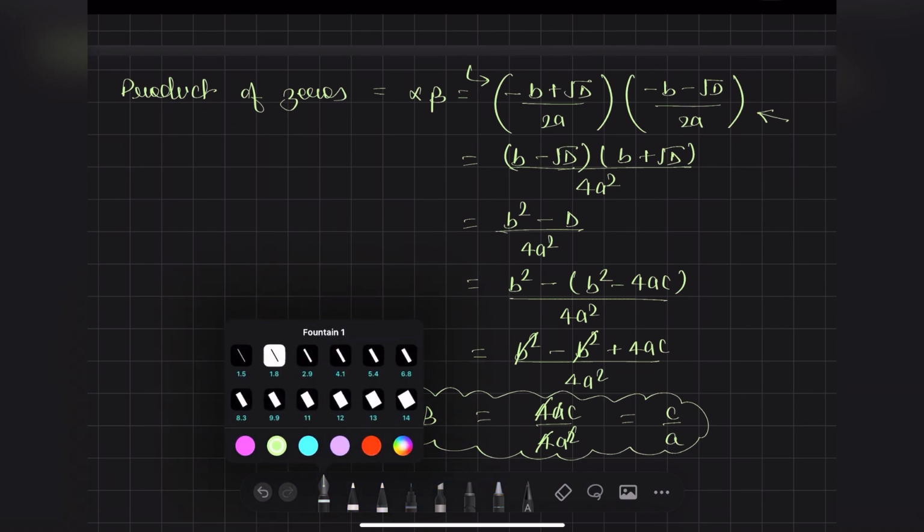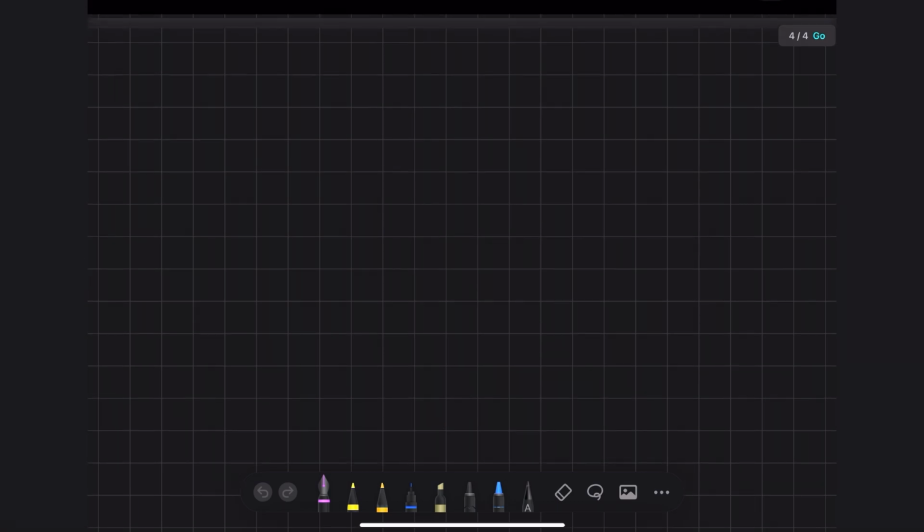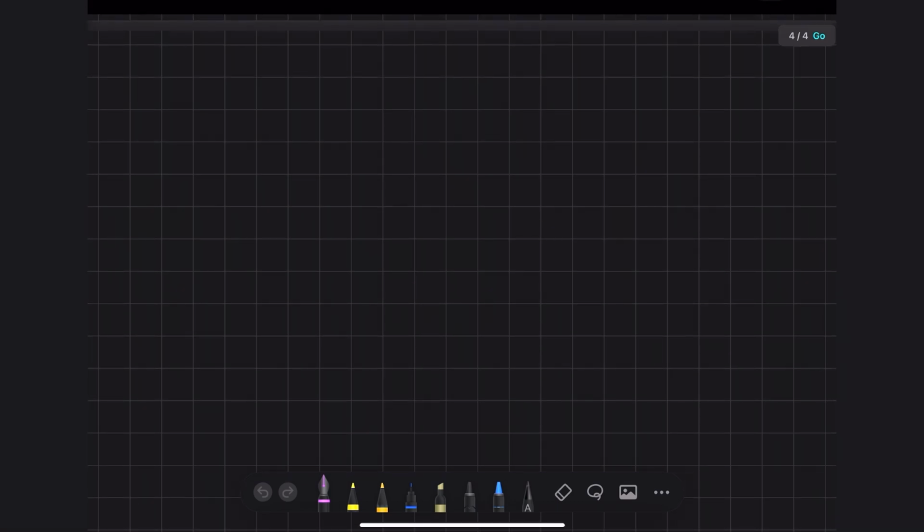Now we have the third important thing in this part, that is difference of zeros.